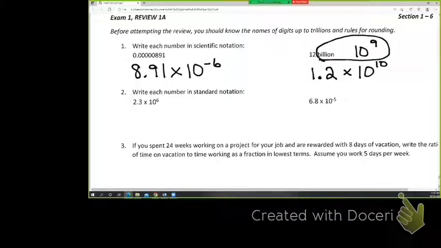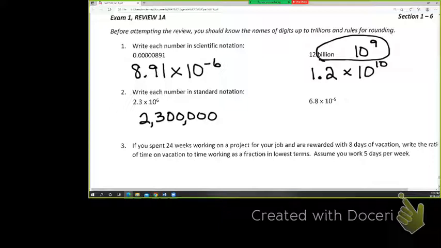Okay. So 10 to the 6th, so this is going to be 2.3. When I write down the 3 without a decimal, that's one of my places, and then I need 5 more zeros. 5 more zeros. And then add your commas so it's easy to read.